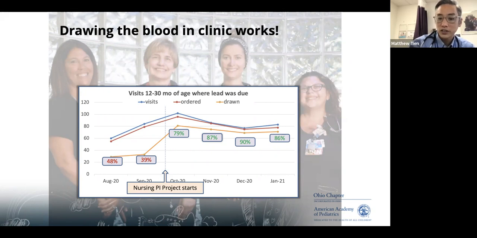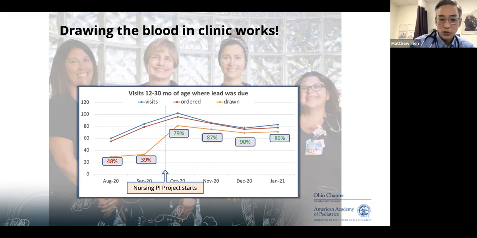So our nurses in the main campus pediatric clinic decided we're just going to start drawing leads in the clinic. And these were venous lead draws that they were doing. As you can see, prior to the project starting in the fall of 2020, we were less than half the time patients were showing up for their visits. Only 48%, 39% were getting their leads drawn that day.